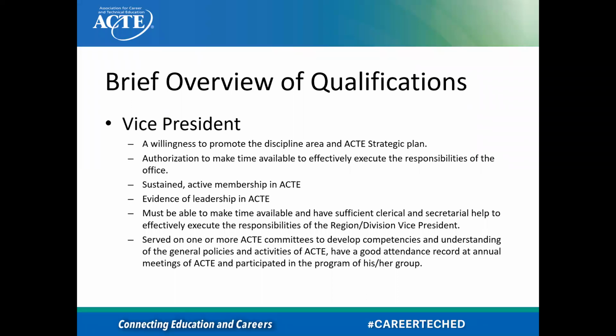You must be willing to promote the discipline area that you represent and the ACTE strategic plan. You must have the time available to execute the responsibilities of that office. You must have sustained and active membership in ACTE as well as evidence of leadership in ACTE. Again, having that time available and assistance to execute all your responsibilities as a region or division vice president, and serving in one or more ACTE committees, being aware of general policies and activities of ACTE, attending ACTE meetings, and being active in your region or your division.